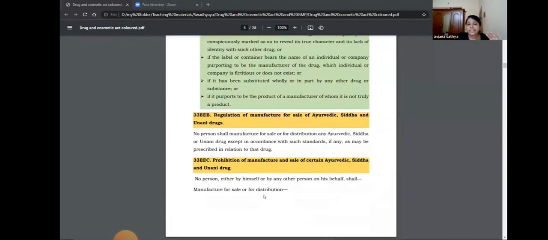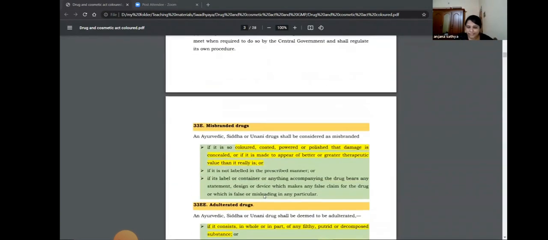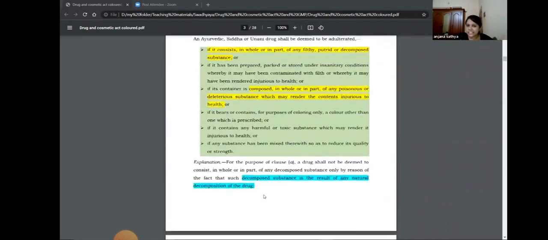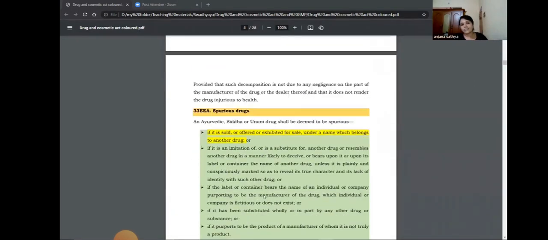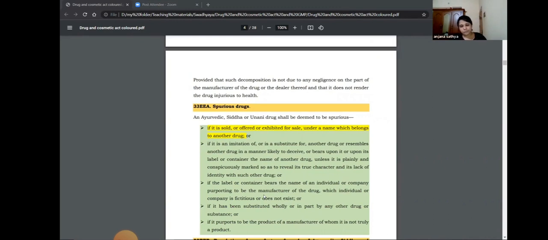Then next, these are the three important sections: misbranded drugs, adulterated drugs, spurious drugs. Adulteration is when the drug is mixed with filthy, putrid, and decomposed substances. Misbranded is if it is colored, coated, polished, or thereby the damage is concealed. Adulteration is also when the drug has been added with substandard quality drugs, and the spurious drug is the drug that has been copied, the spurious imitation. The drug is sold or exhibited in a name which belongs to another company.